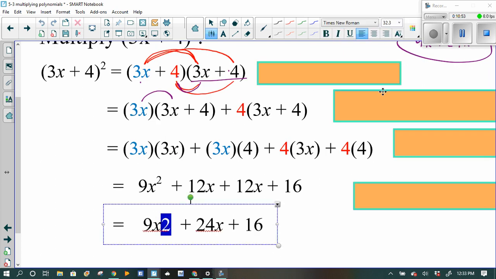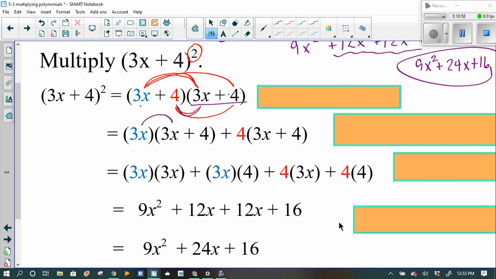I don't know how I missed all of these. All right, and then you're left with the answer, which is exactly what I have up here. So always check those middle terms. They should be alike.